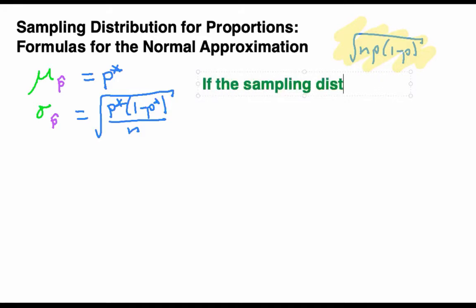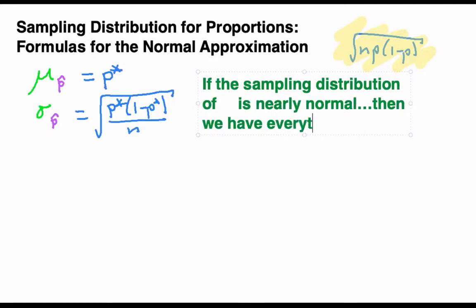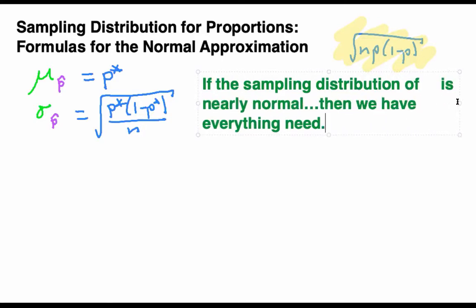Okay, so with these pieces of information, if the sampling distribution of p hat is nearly normal, then we have everything we need to do our calculations. If our p hats are normally distributed, then we'll take advantage of the fact that we know a lot about normal distributions. So what am I actually saying here?